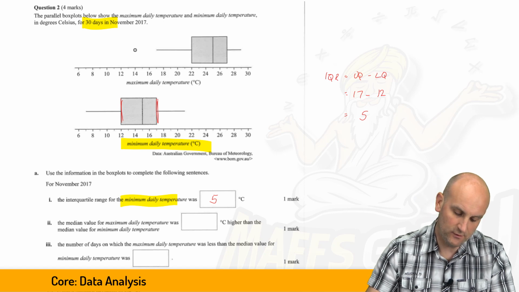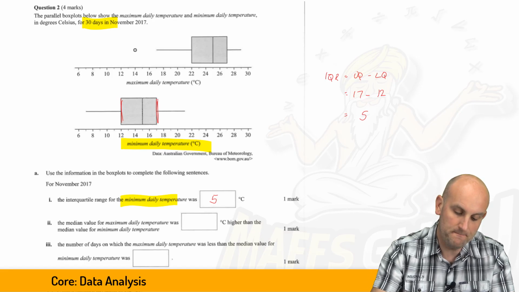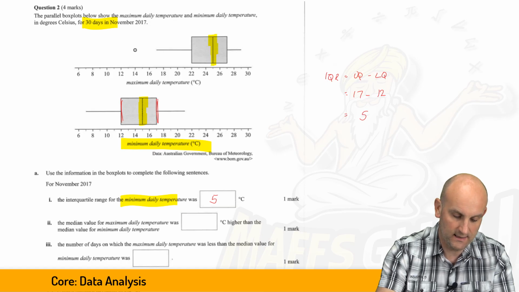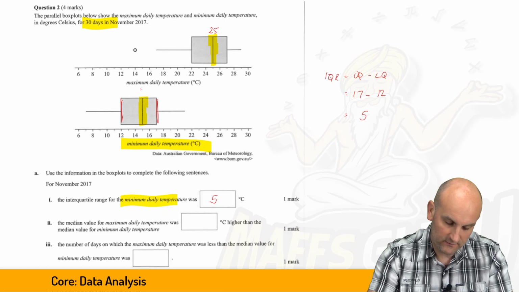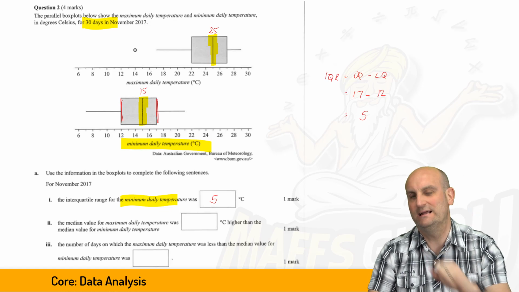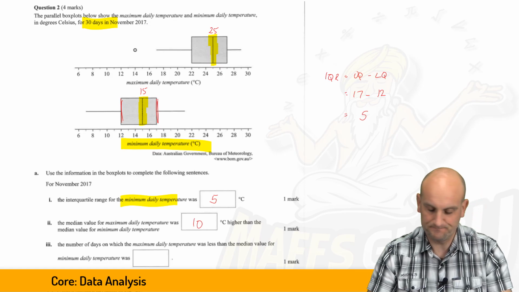The median value for the maximum daily temperature was higher than the median value for the minimum. So now we want the median. So here is my median line there, and there is my median line there. So let's read off those values. That was 25. And this value here seems to be 15. And I don't need a calculator to tell me that 25 minus 15 gives me 10.